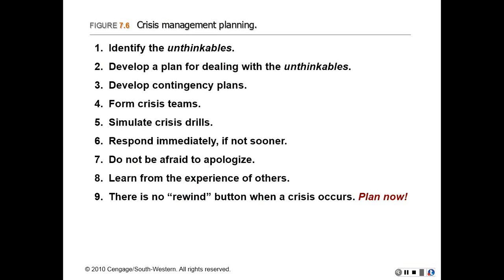So, the steps are: identify the unthinkables, what could happen that we just couldn't imagine; come up with a plan for dealing with it; develop what's called a contingency plan; form a crisis team; simulate drills. What happens if we have a tornado? Do we know what to do? Respond immediately, if not sooner. Don't be afraid to apologize. Learn from the experience of others, those who may have been through it, or other companies that may have policies and things in motion that you can incorporate into your place.